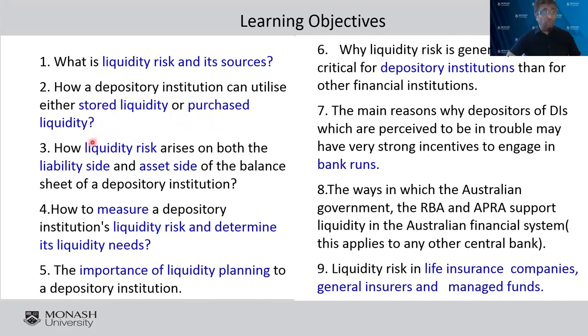But also we want to know how the liquidity risk comes. It comes from the asset side and liability side. So it's not only from the depositors' withdrawals, we have some other sources and some other causes which we will touch on in a minute. Then we will measure depository institution liquidity risk and determine its liquidity need.